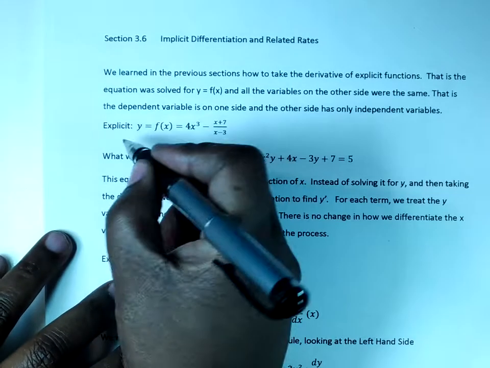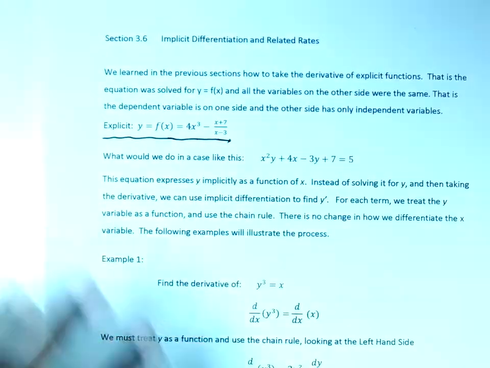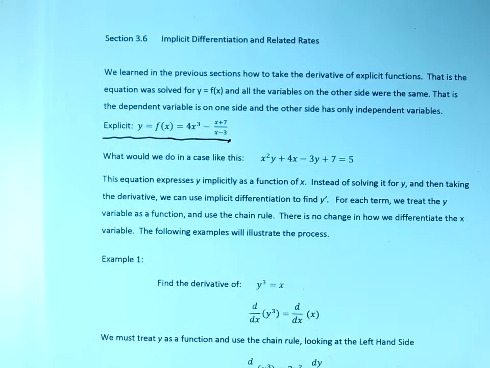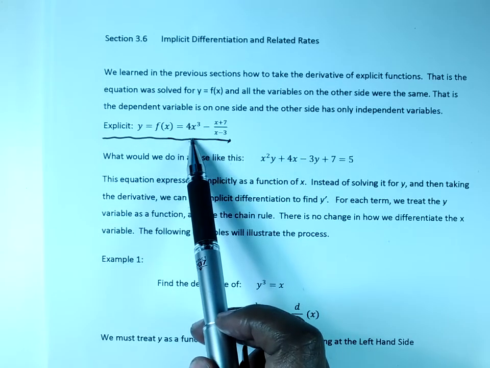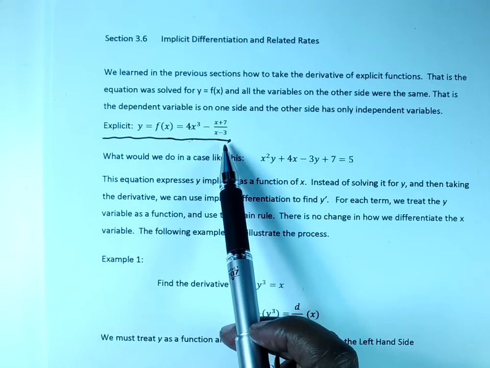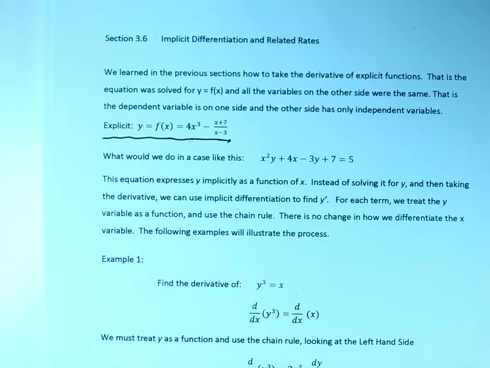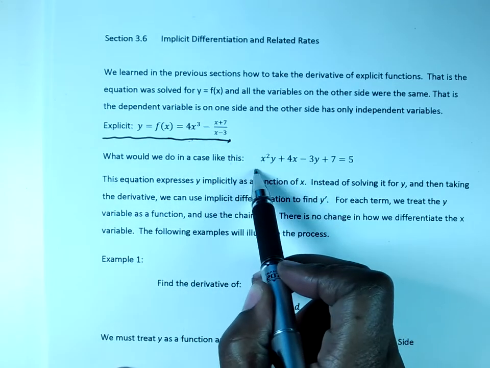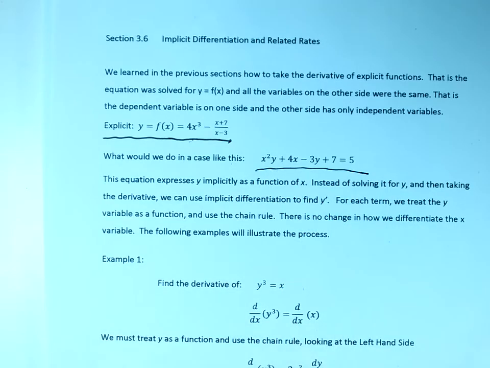So you can see here, I have an explicit function. I just have y, or f of x, equals (4x cubed minus x plus 7) over (x minus 3). So we'd use the power rule for this, and we'd use the quotient rule for this, and take our derivative. But what if we have functions where x's and y's are mixed together?